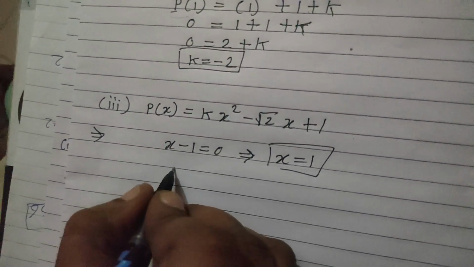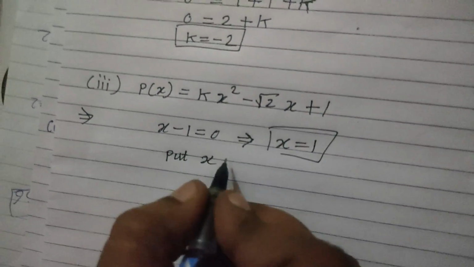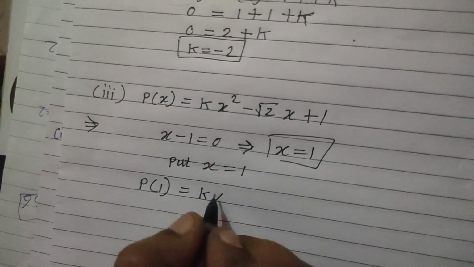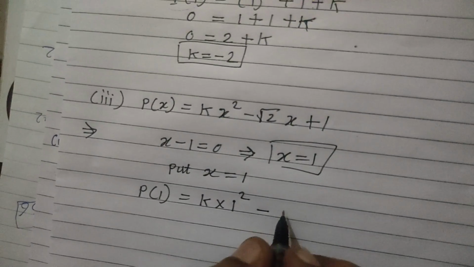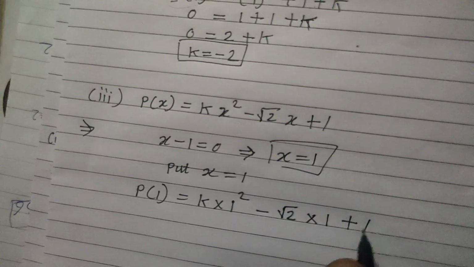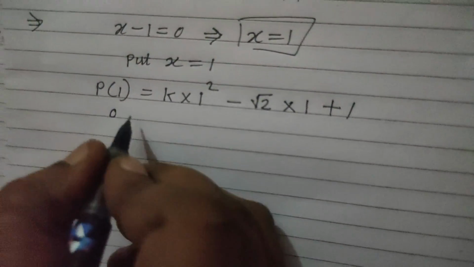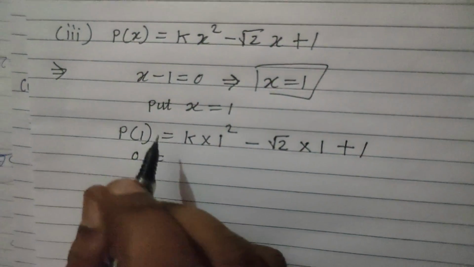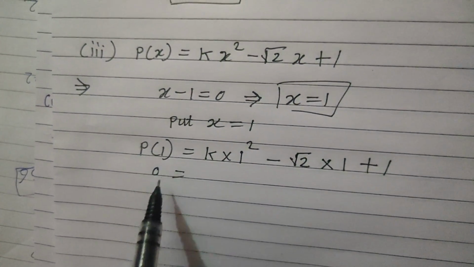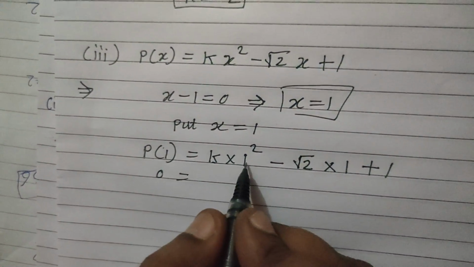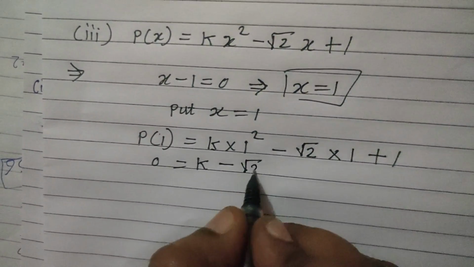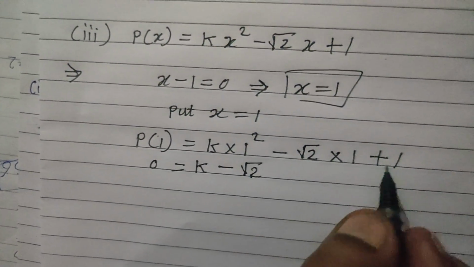So after this, we will put x equal to 1. So p of 1 is equal to k into x square, that is 1 square, minus the second term, root 2 x, means root 2 into 1, plus 1. Here p of 1 value will become 0 because x minus 1 is a factor, and we know the theorem: if x minus 1 is a factor of a polynomial, then p of a is 0. That is why this will become 0, and 1 square will be 1, so k into 1 will be k only. Here minus root 2 into 1 will be root 2, and here plus 1.